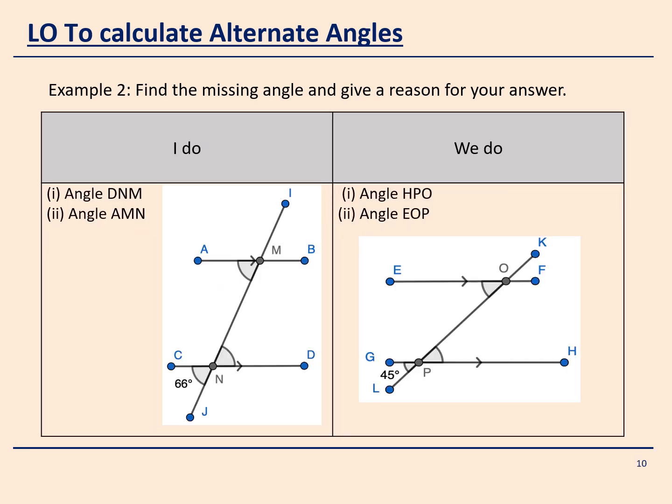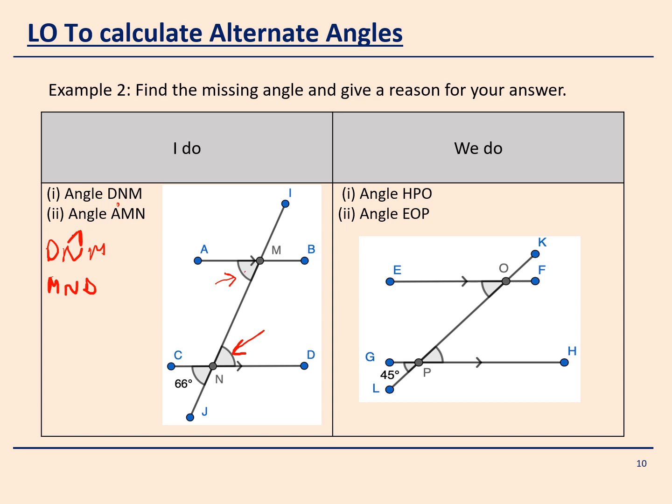Again, we're concentrating on alternate angles. So I want to find angle DNM. Sometimes you might see it written like this, DNM, with the little hat on the N. It can also be backwards, MND. But it does mean this angle here. What's it alternate to? It's alternate to AMC, but we don't know what AMC is.